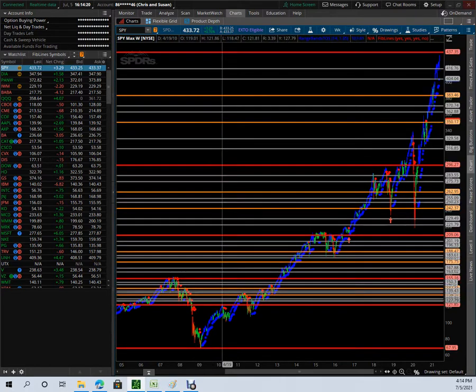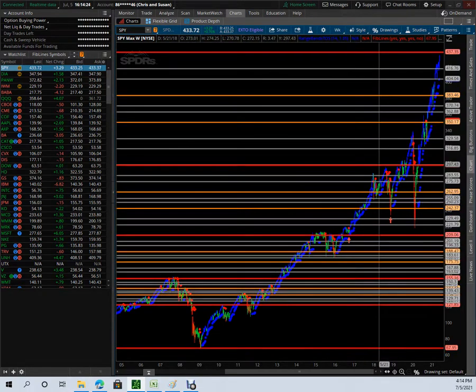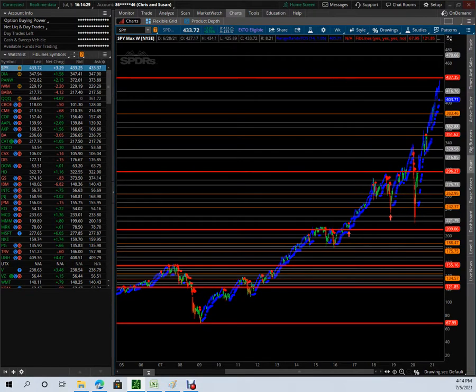Here's your 100% line. Here's your 161. Here's your 261. Here's your 423. And here's your 686% line. That means the S&P has gone up 686% of this initial move right here. Obviously a pretty big move.